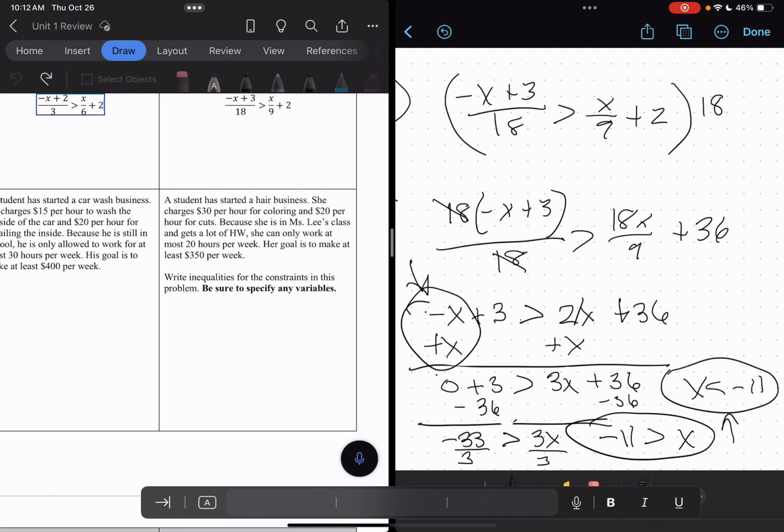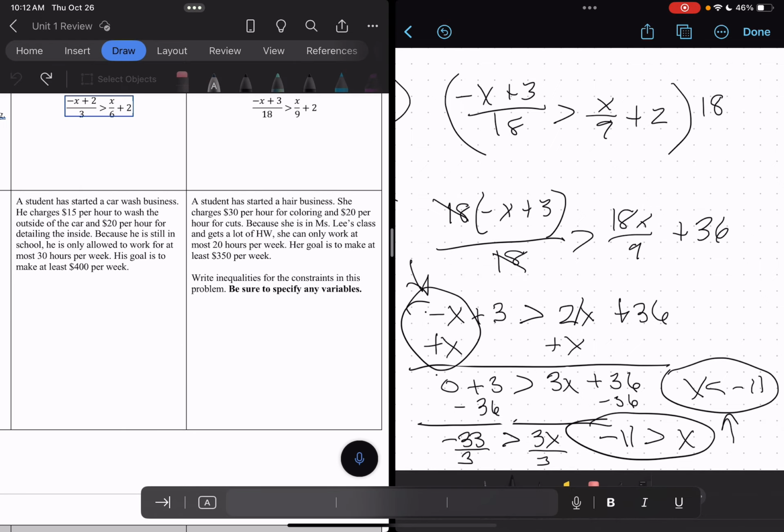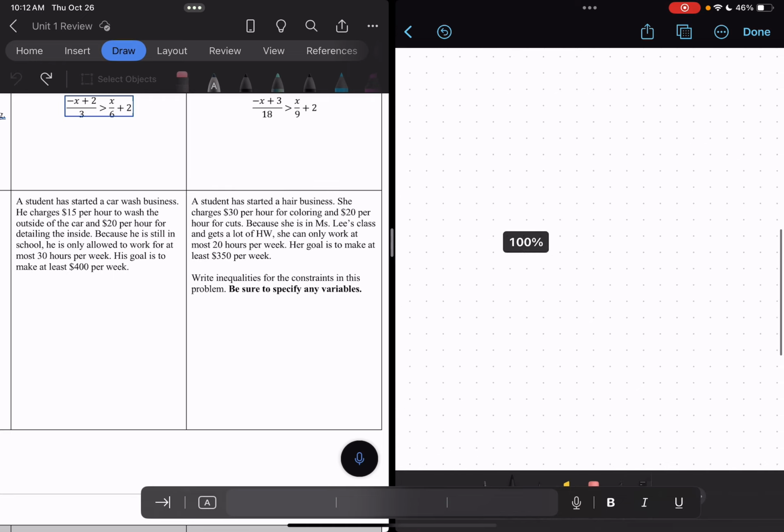Alright, so now we're looking at some situations. And this says a student has started a car wash business. He charges $15 per hour to wash the outside of the car and $20 per hour for detailing the inside. Because he is still in school, he is only allowed to work for at most 30 hours per week. His goal is to make at least $400 per week. So let's write the two inequalities for this problem.